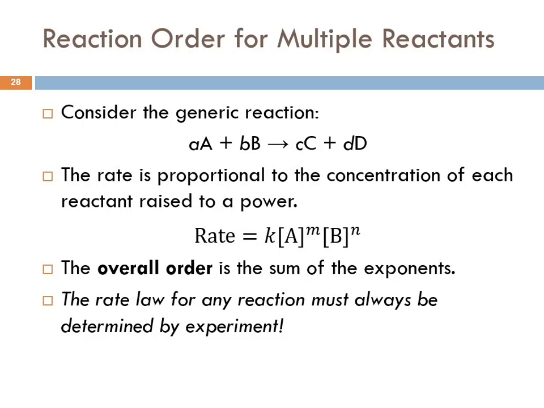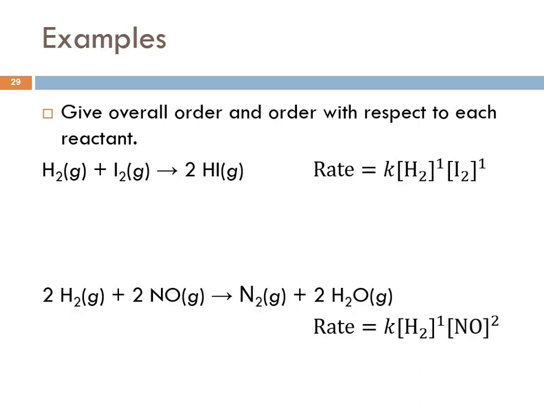But however many reactants you have, it'll be the concentration of each of those, and they are each raised to a power. Those exponents could be the same, they could be different. When we talk about the overall order of the reaction, we're talking about the sum of these exponents, m plus n. So let's look at a couple examples.